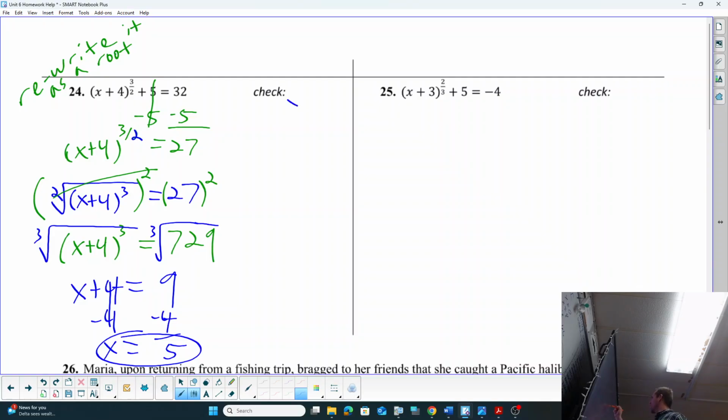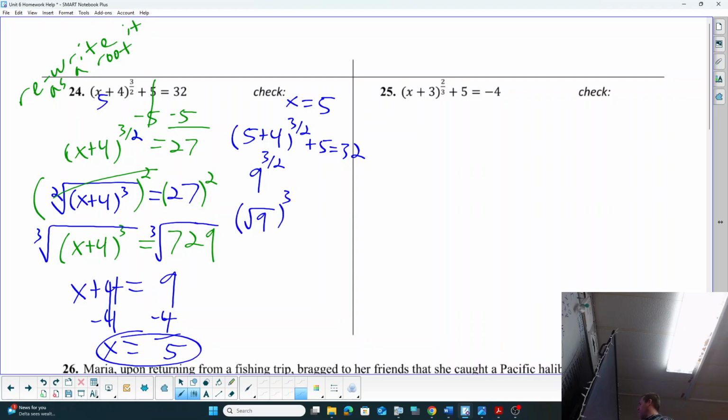Let's make sure it works. X equals 5. Did you plug it in? Give it a try. So that's going to be 5 plus 4 to the 3/2 power plus 5 equals 32. 5 plus 4 is 9. And 9 to the 3/2 power is the square root of 9 to the 3rd power, right? Square root of 9 is 3, and 3 to the 3rd power is 27. And 27 plus 5 does equal 32. We did it! Yeah, it works.